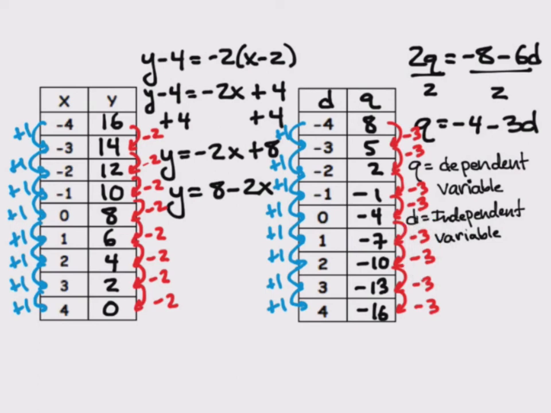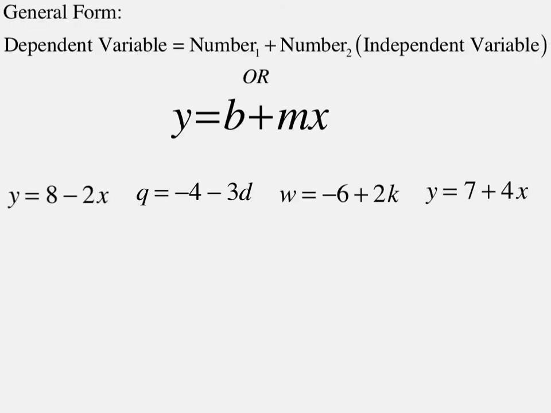Of course, for both of these, that same process works in reverse. In our first example, every time our independent variable goes down by 1, our dependent variable goes up by 2. And in our second example, every time our independent variable goes down by 1, our dependent variable goes up by 3.